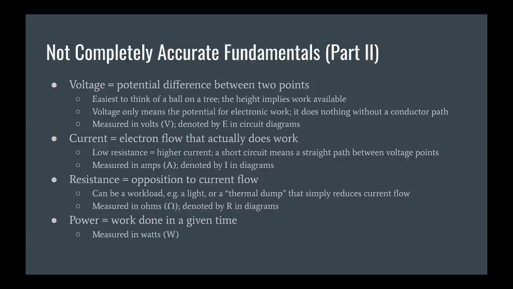Power is the work done in a given amount of time, and that's measured in watts. I skipped this. So voltage measured in volts, denoted by an E when you're looking at circuit diagrams. Current measured in amps, denoted by an I in circuit diagrams. Resistance measured in ohms, noted by an R, and then power measured in watts with a W.